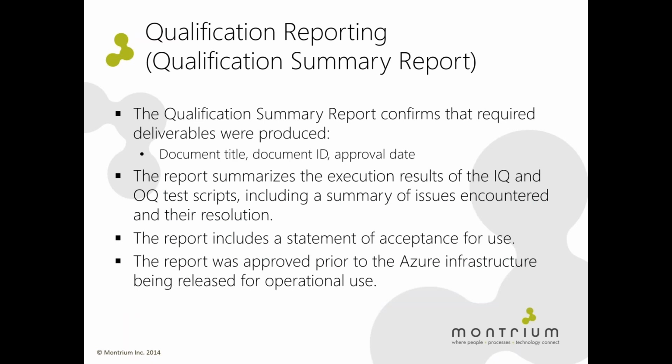Finally, the last deliverable that we produced was the qualification summary report. So this document confirms that all the activities we set out to do according to our initial qualification plan were actually completed. So we confirmed that the required deliverables were produced, and we did this by providing a cross-reference to the document title, document ID, and the document approval date.